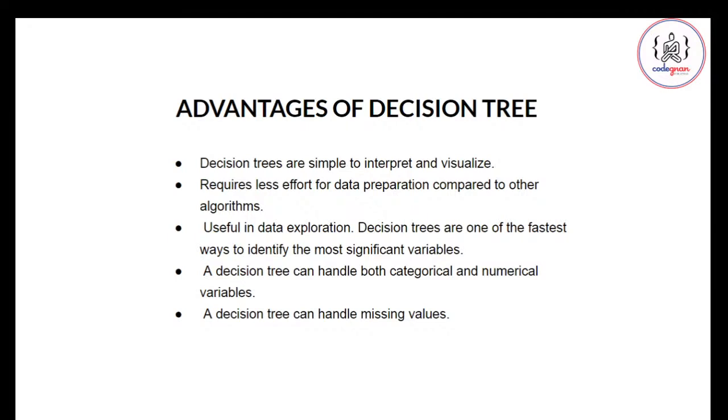All right, so these are your most significant variables, and you can see them easily by using this decision tree. So it is very helpful for data exploration. A decision tree can handle both categorical as well as numerical variables. We have talked about decision trees, and there are classification and regression trees as well. It handles your categorical as well as numerical variables, and we have talked about how a decision tree can handle missing values very easily.